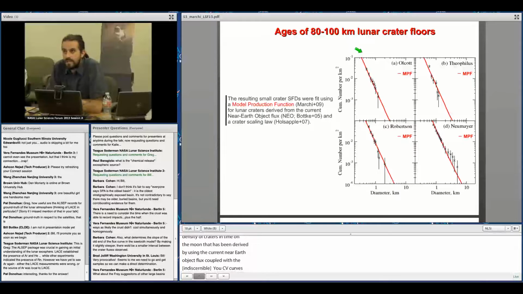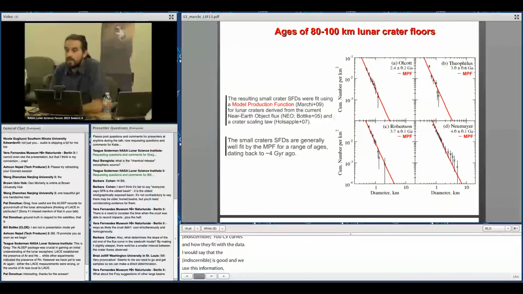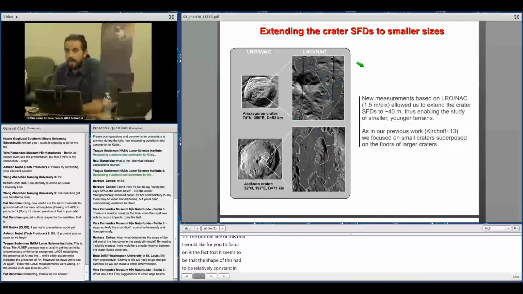I would say that the fit is generally pretty good. We use this information to constrain the age of those terrains, which span from about 2 giga-years ago all the way back to 4 giga-years ago. The bottom line I would like to focus on is that, according to this data, the shape of the impactor size frequency distribution had to be relatively constant in the last several giga-years. This is a fact that we need to keep in mind.